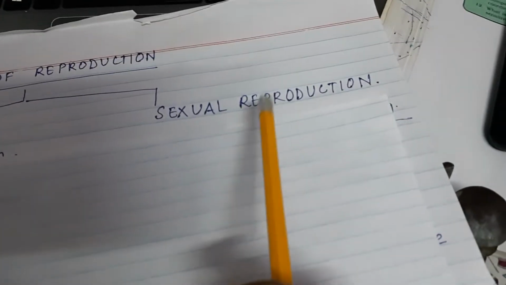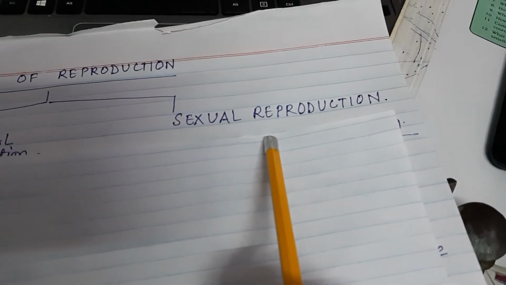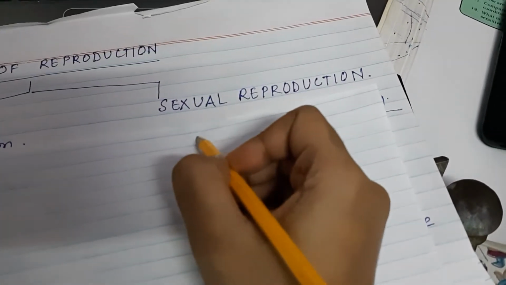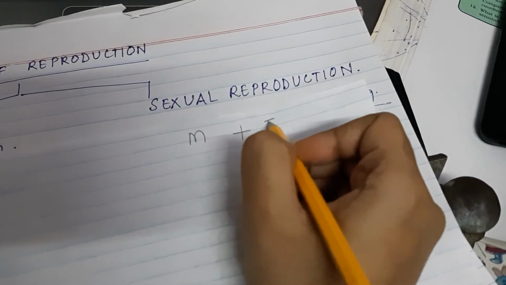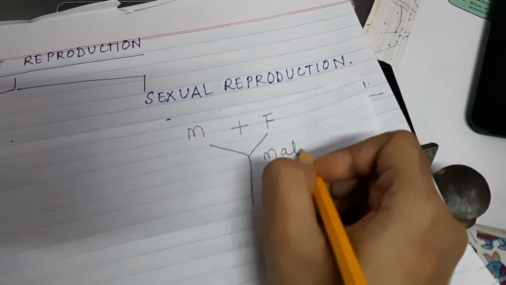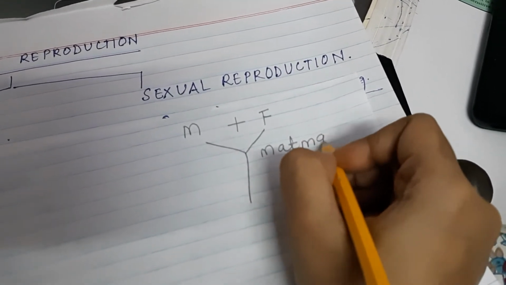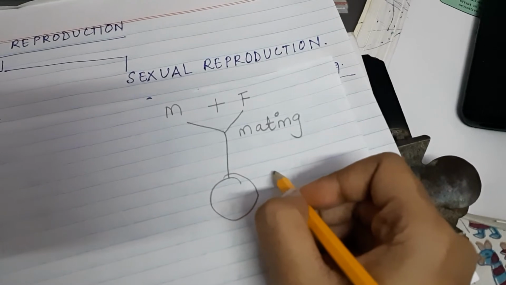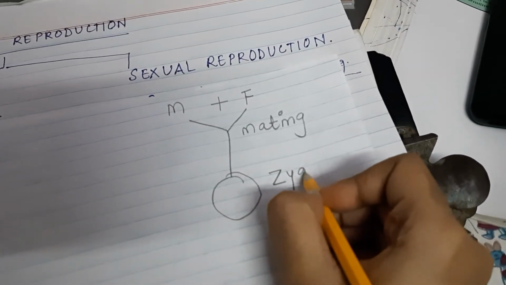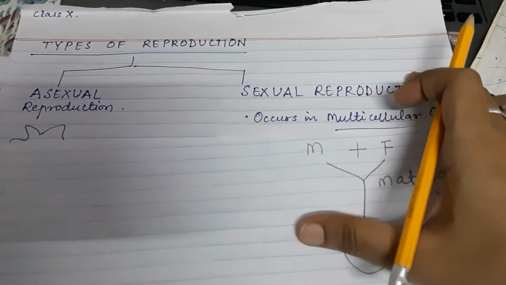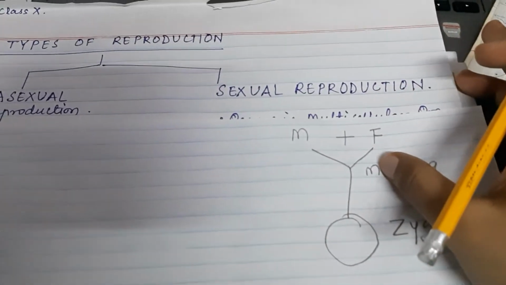sexual reproduction. Sexual reproduction takes place in those organisms in which mating takes place. Like one is the male and the other is female. Both mate together. This is mating. They mate together to form the first cell, which is the zygote. Now you are clear about where asexual reproduction is taking place and where sexual reproduction is taking place.